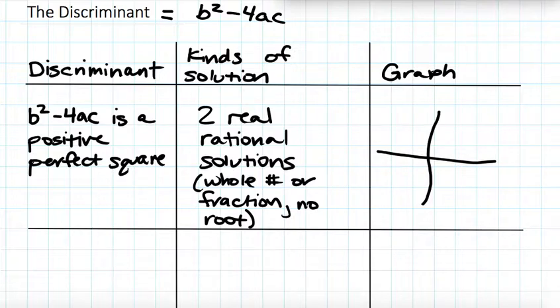So these are all going to be parabola shapes, and if it's 2 real rational solutions, that means that the parabola is going to cross the x-axis in 2 places, right here, and those are going to be either at whole numbers or it could be at fractions, but again, it's not going to be something with a square root.